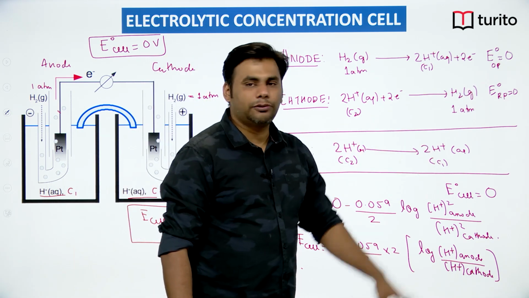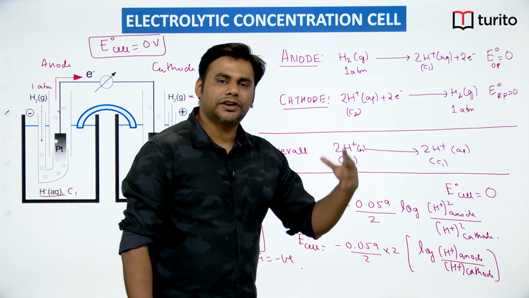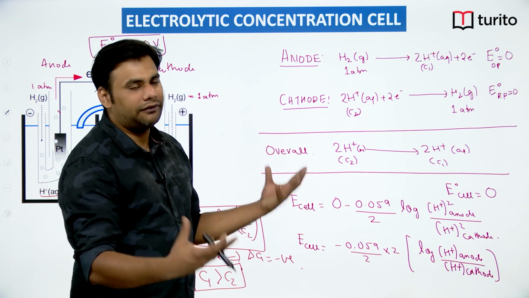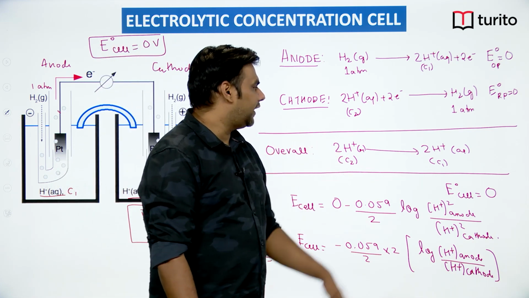E naught cell will always be 0. For a concentration cell, E naught cell has to be 0 because both the species are same in the cathodic half and the anodic half. Okay, so this is the final reaction.